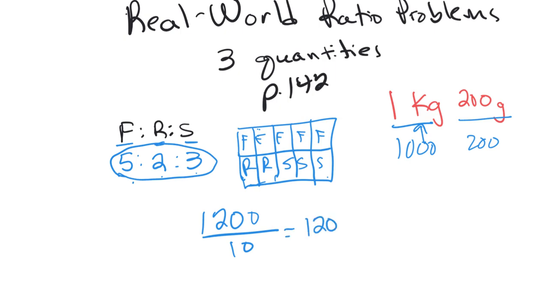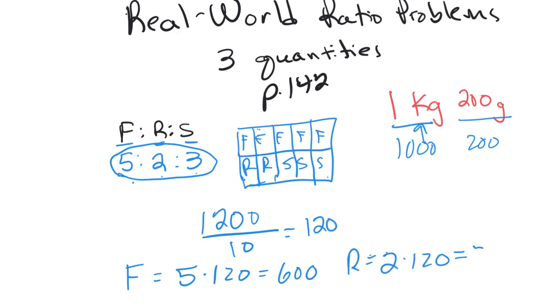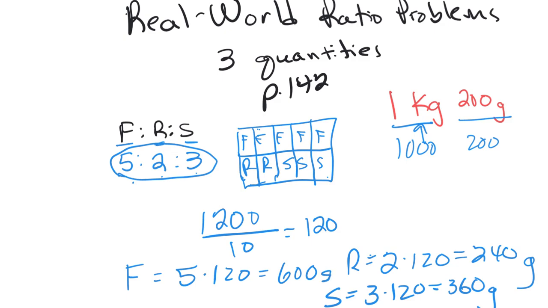Now at this point, it's pretty easy to figure out how much each has. The feldspar is going to have 5 times 120, which is equal to 600. And then the red iron oxide is going to have 2 times 120, which of course is 240 grams. And then the silica is equal to 3 times 120, which is 360 grams. Each one of those is grams because this number right here is grams. That's how you do it.